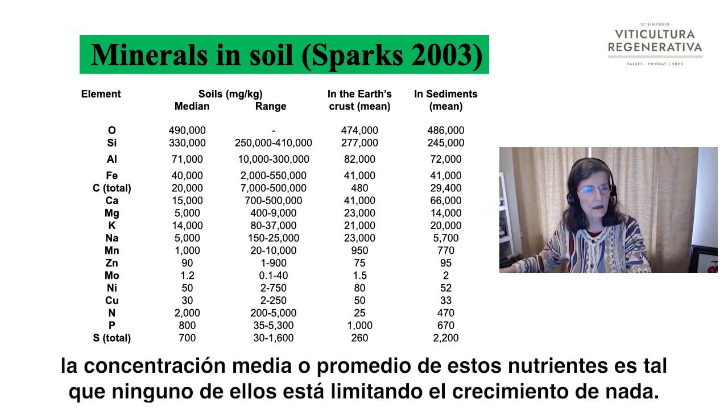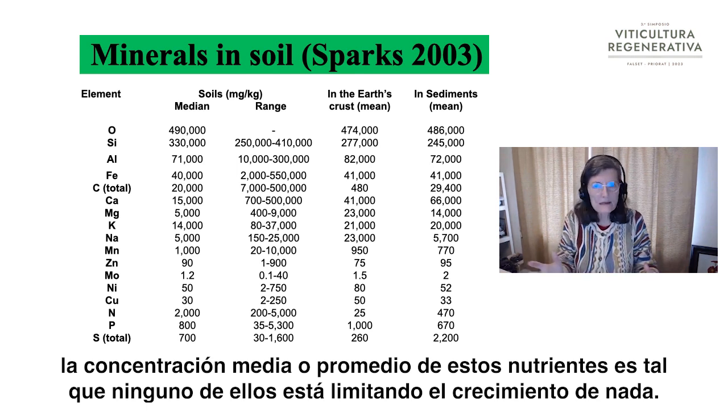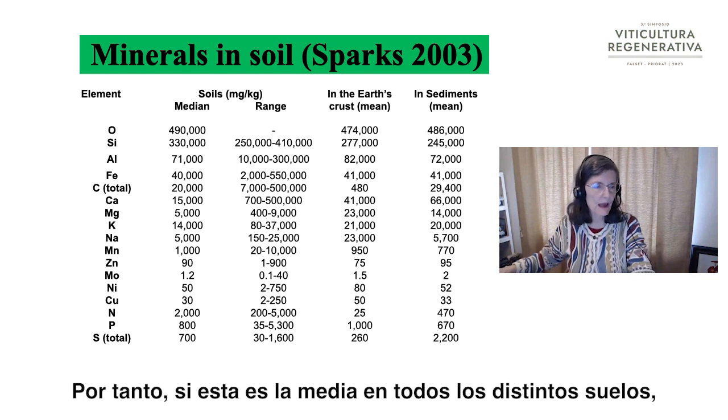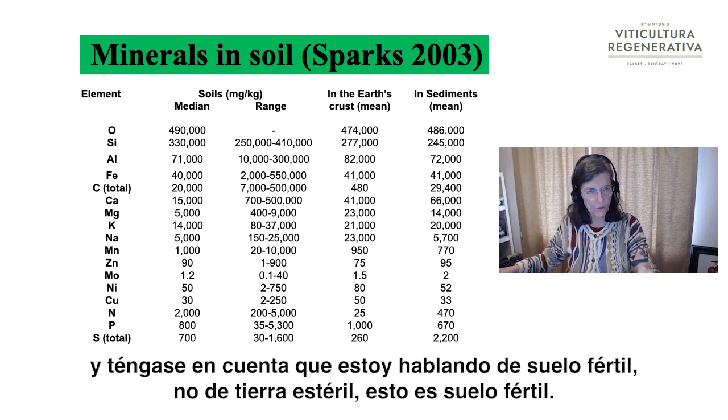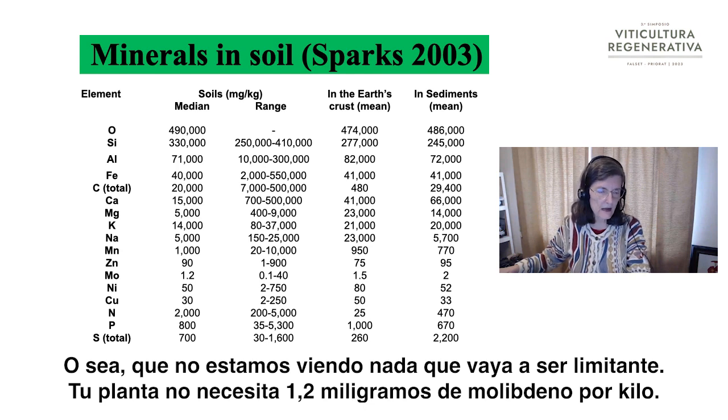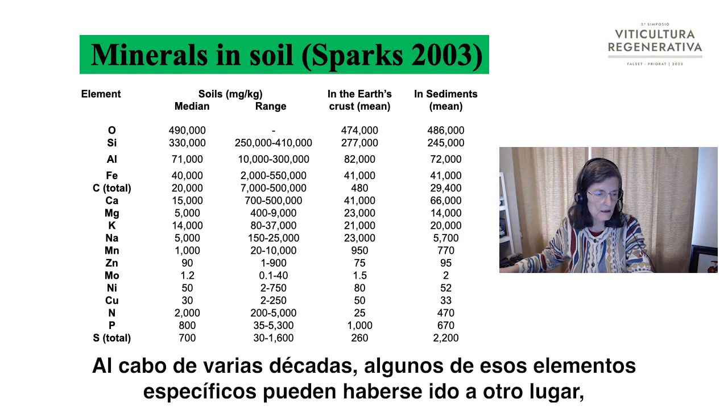The average or median concentration of these nutrients is such that none of them are limiting the growth of anything. So if this is the average throughout all of the different soils, and please note I'm talking about soil, not dirt, this is soil, then we're looking at nothing that's going to be limiting. Your plant does not need 1.2 milligrams per kilogram of molybdenum over the course of several decades.